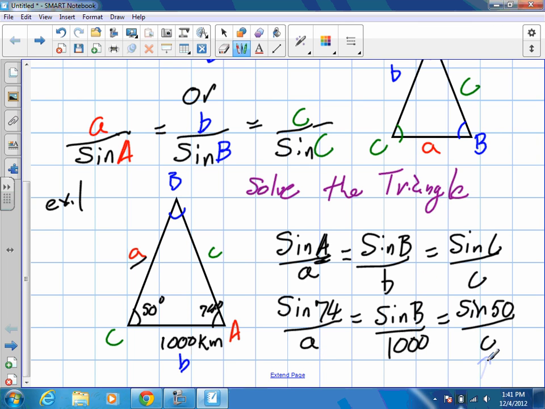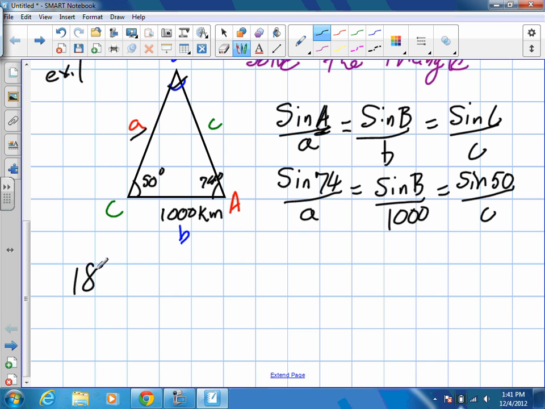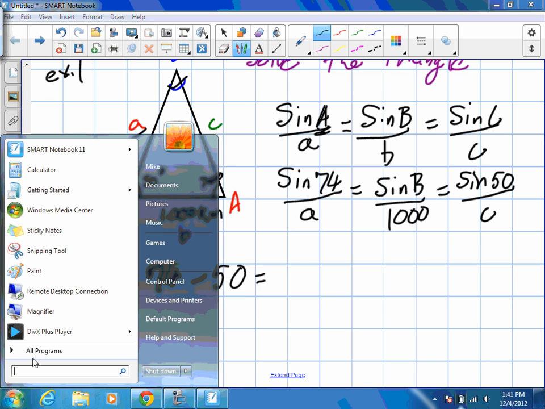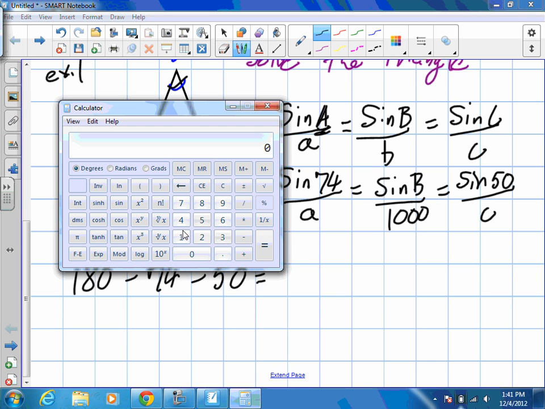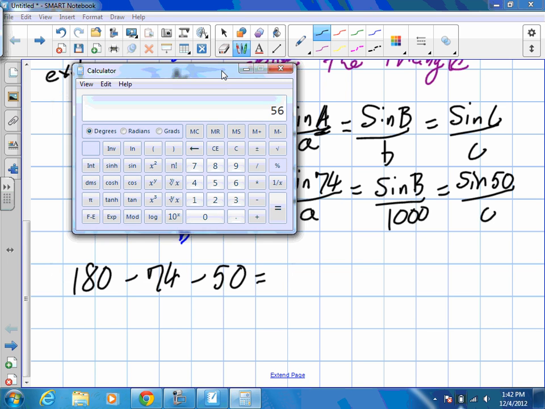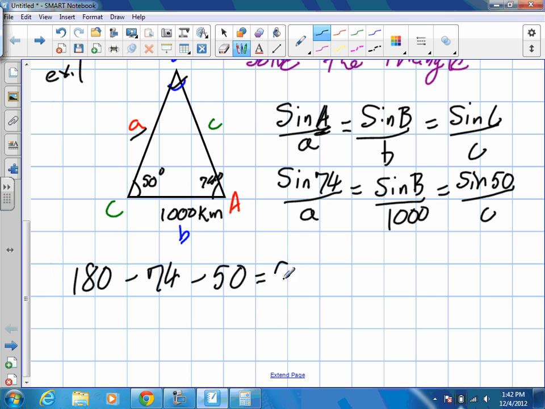That's right. Because the triangle adds up to 180 degrees, we can very quickly solve for angle B because we know the other two angles. So, 180 degrees, subtract 74, minus 50. I've got to get a calculator out here. 180 minus 74 minus 50, what is it? Is that right? Yeah, okay. 56 degrees. So, angle B is 56 degrees.